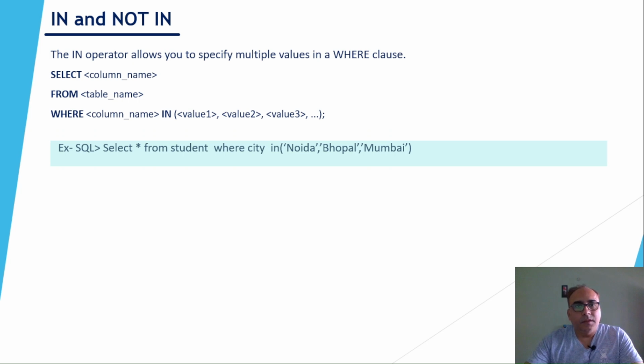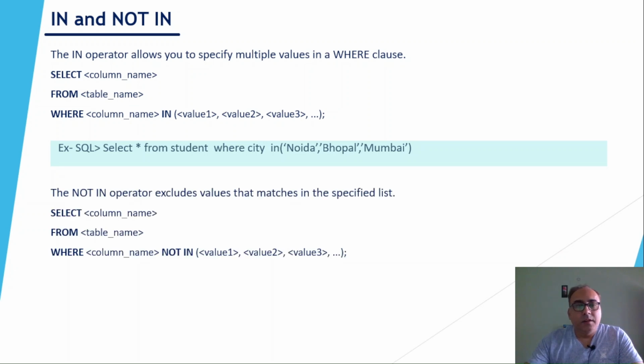Select star from student where city IN Noida, Bhopal, Mumbai. So this will basically retrieve results where city is in Noida, Bhopal, Mumbai. This will work something similar to the OR operator. If either of these cities is equal, then the system will pull that particular record. Let's say in your table you have only two cities, Noida and Bhopal. So it will retrieve values for Noida and Bhopal.